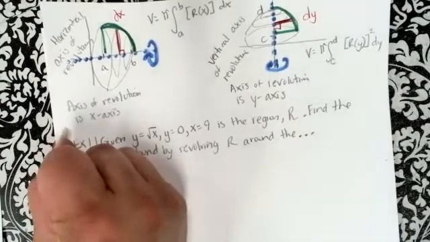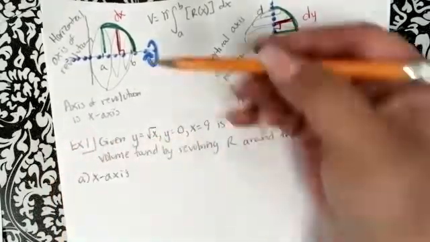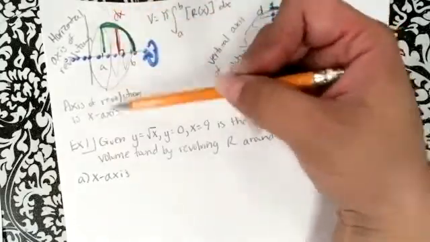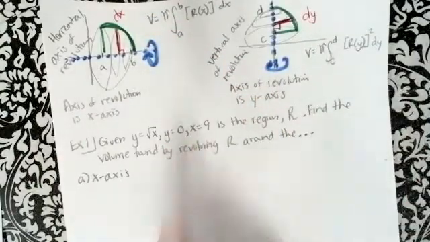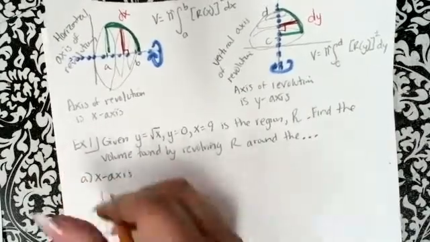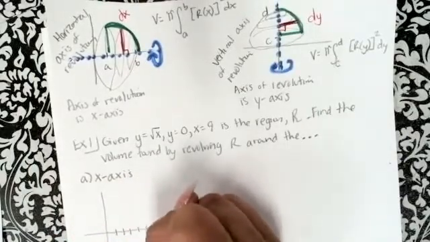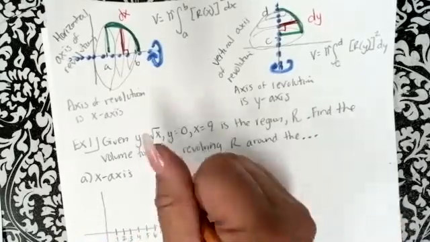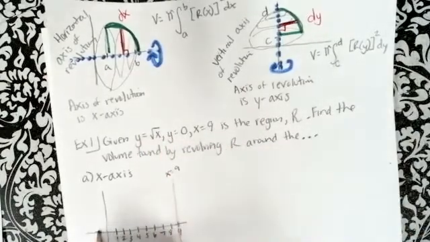So let's see, on the first one, we're going to do the x-axis. So the axis of revolution is going to be the x-axis. So this is going to be a dx type problem because you're revolving it around the x-axis like this. Now I want to graph y is 0 and x is 9. 1, 2, 3, 4, 5, 6, 7, 8, 9. So this is the x is 9 right here. This is the y is 0.